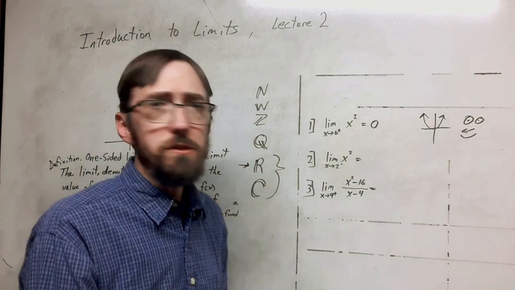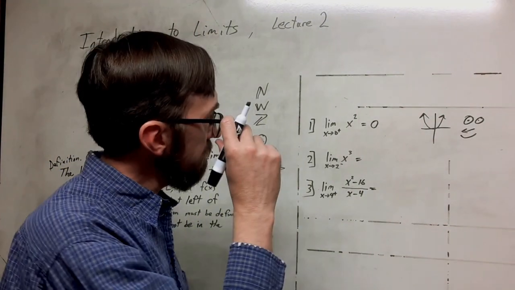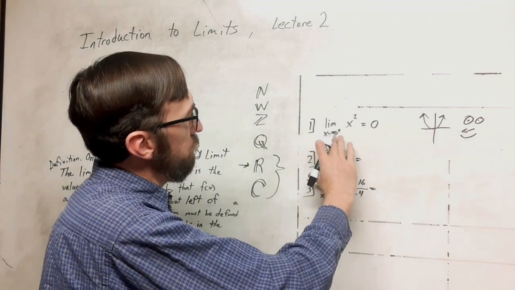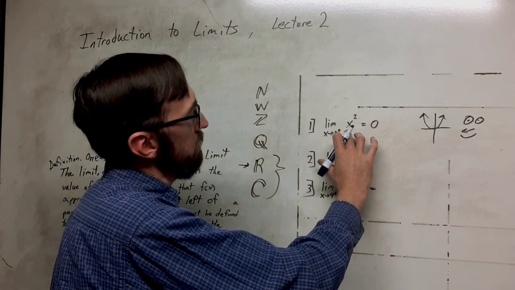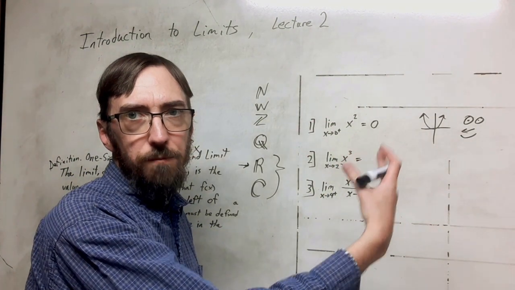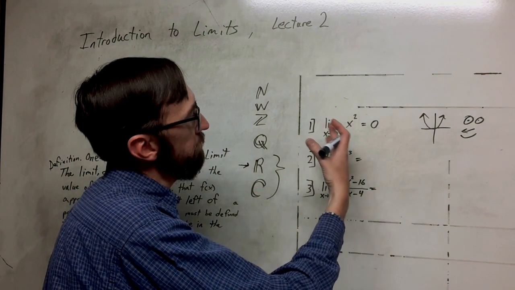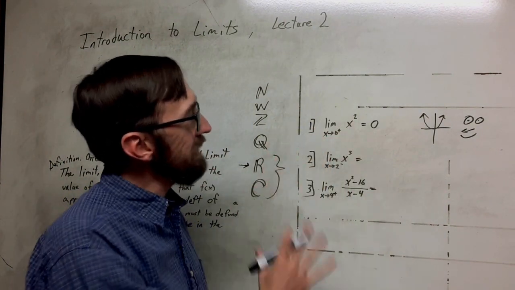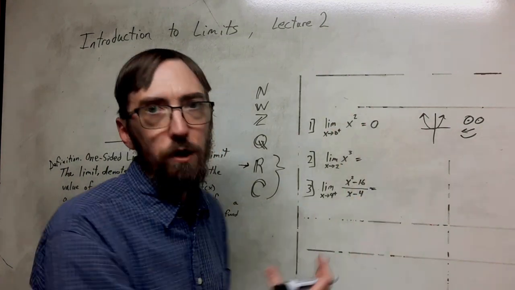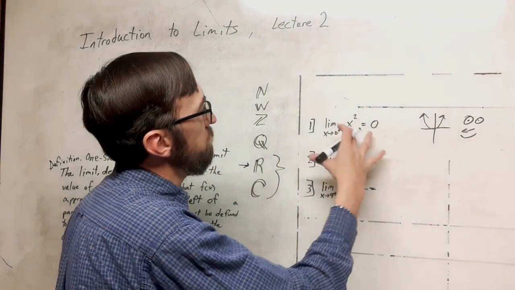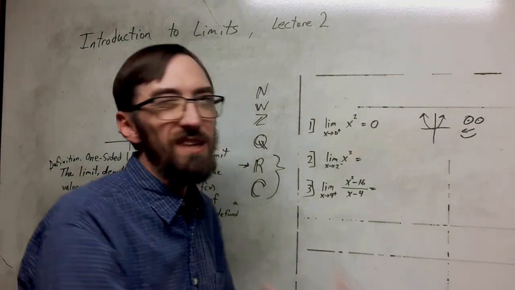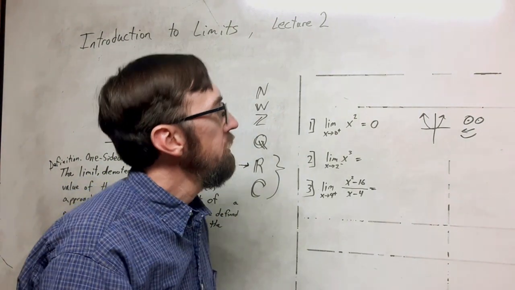Now, if you had watched the video from last time, you know that I said you could just plug this value into here for the two-sided limit and potentially find the limit. In this case, number 1 will work also. If you plug 0 in here, 0 squared is 0. So that's going to work for us.